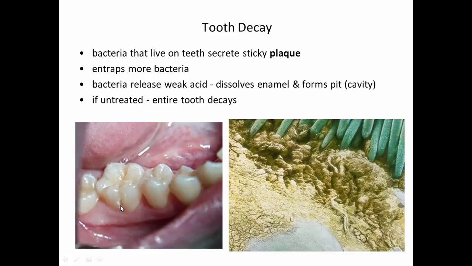The danger is, of course, that once the enamel has been breached, now this weak acid and other bacteria and things can get inside the tooth, and it can cause an infection, or it can cause decay of the entire tooth from the inside out.